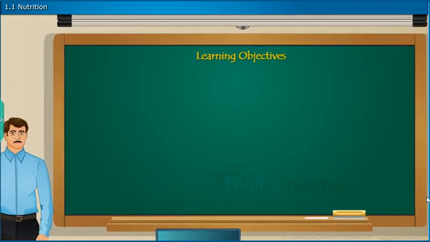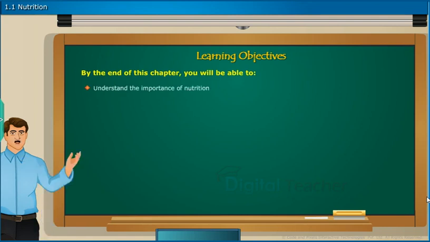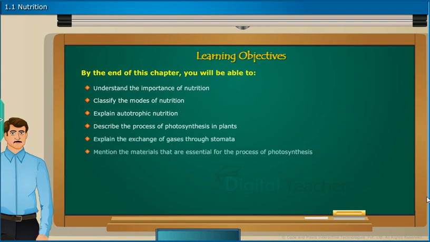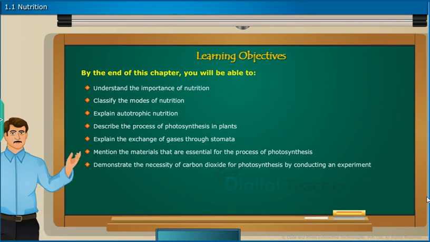Learning objectives. By the end of this chapter, you will be able to understand the importance of nutrition, classify the modes of nutrition, explain autotrophic nutrition, describe the process of photosynthesis in plants, explain the exchange of gases through stomata, mention the materials that are essential for the process of photosynthesis, demonstrate the necessity of carbon dioxide for photosynthesis by conducting an experiment.